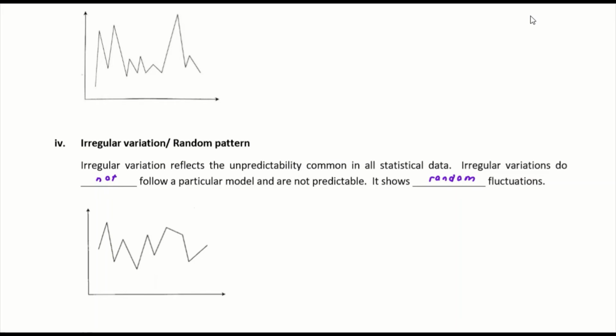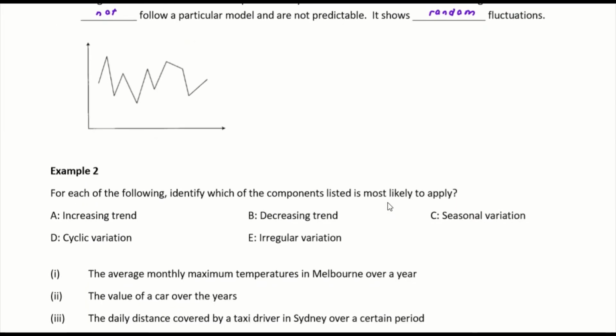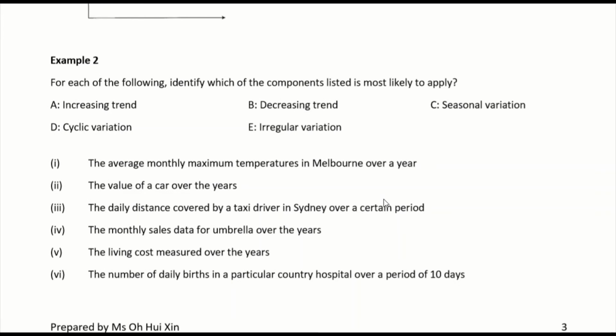Okay. So now let's look at example 2. For each of the following, we need to identify the components here. For each of the following, identify which of the components listed is most likely to apply. Okay, so we have increasing trend, decreasing trend, seasonal variation, cyclic variation, and irregular variation. So you just try to find the one that is most likely to apply. It will be different case to case, but we are just going to try to use our best logic to write down the components that will be suitable for each situation.